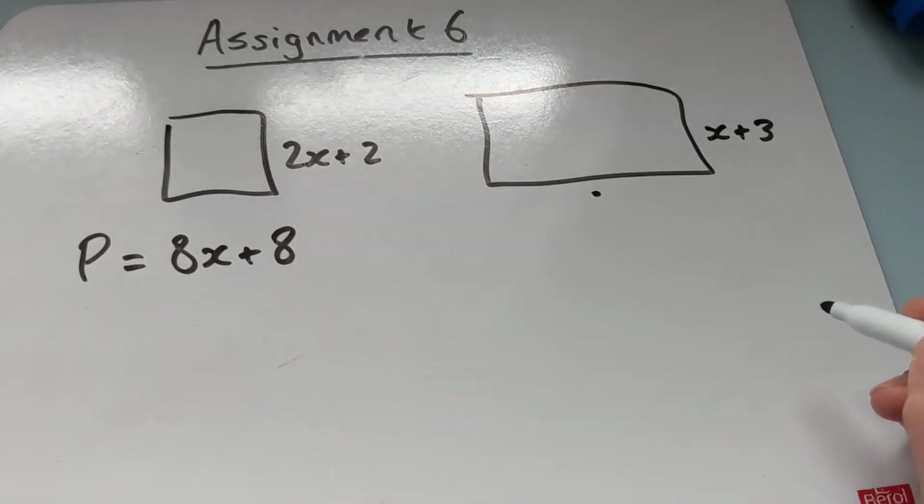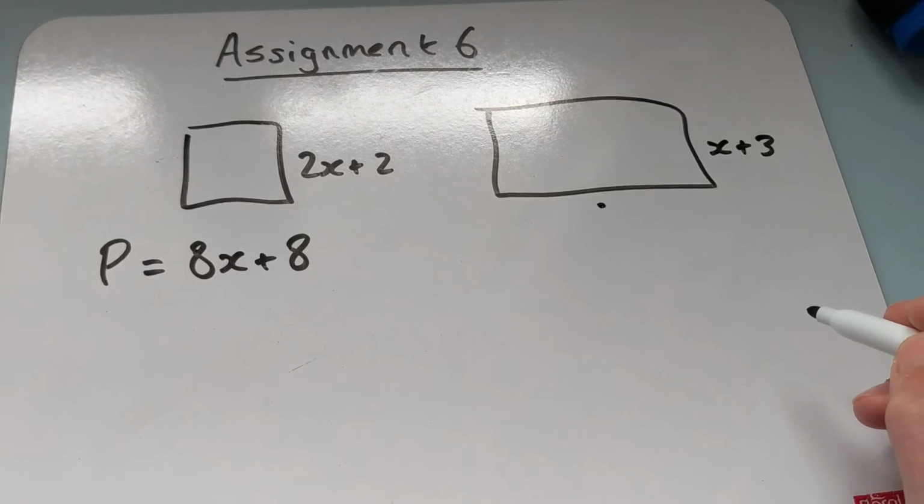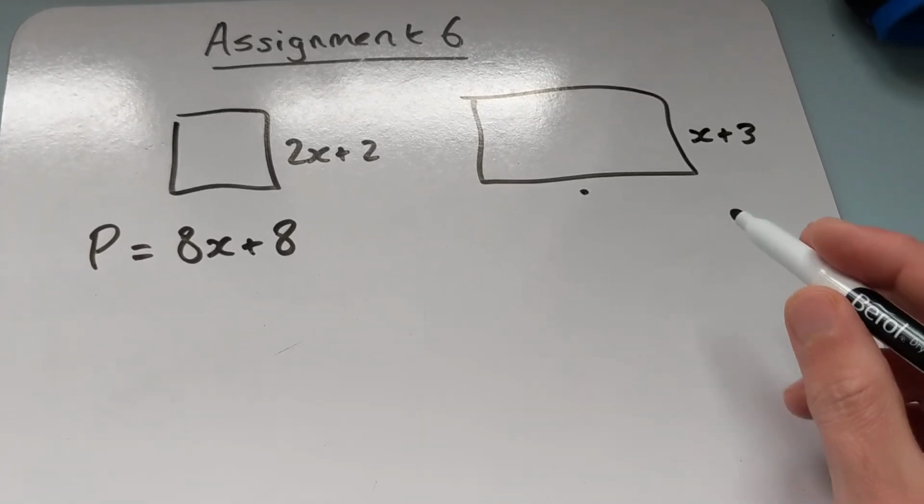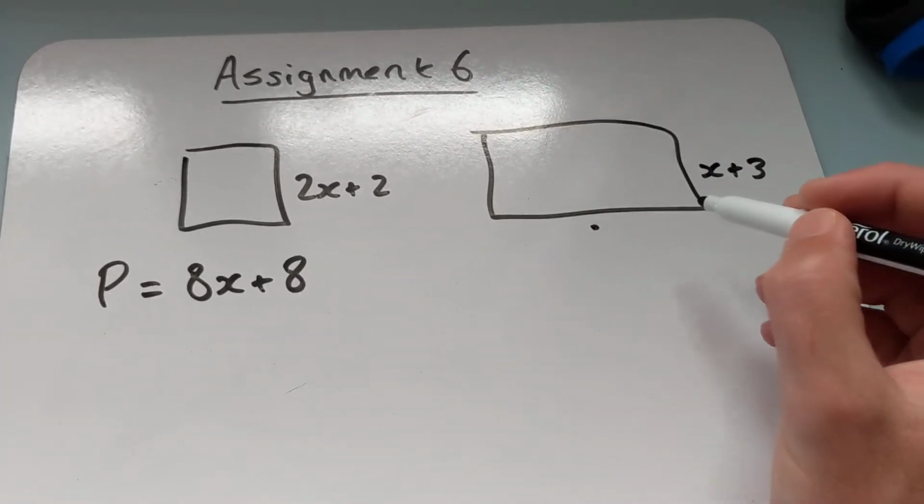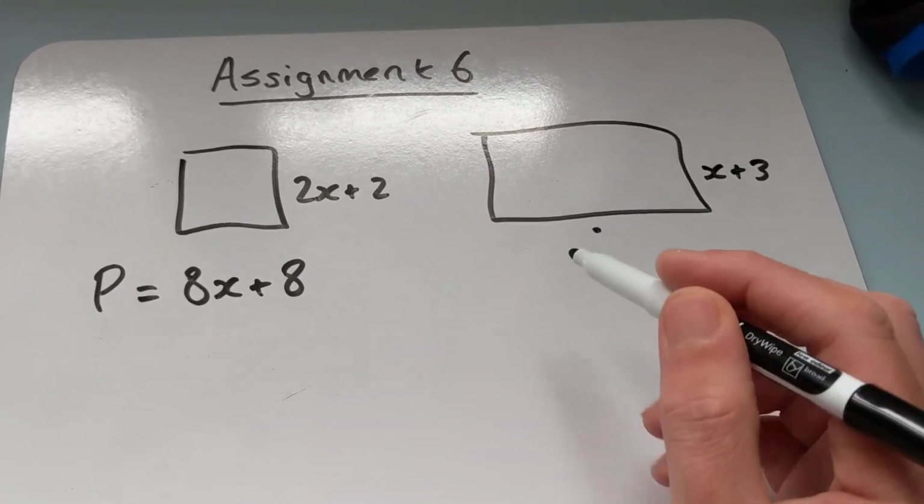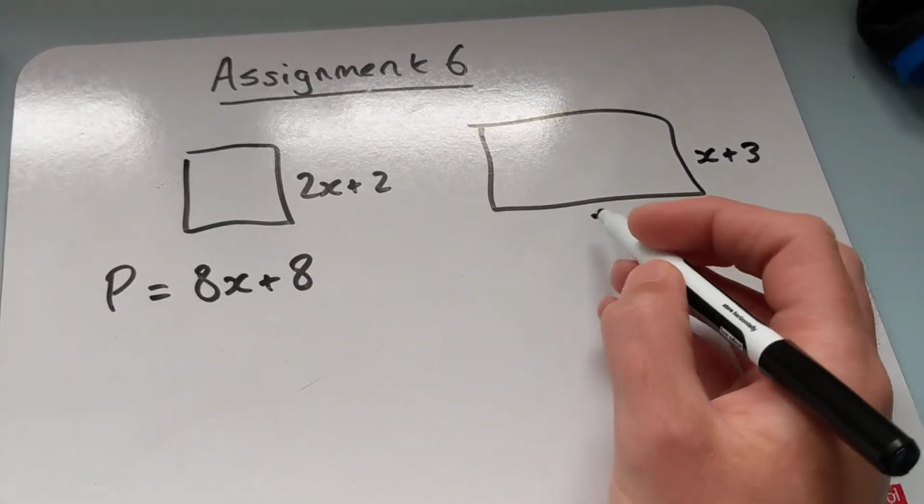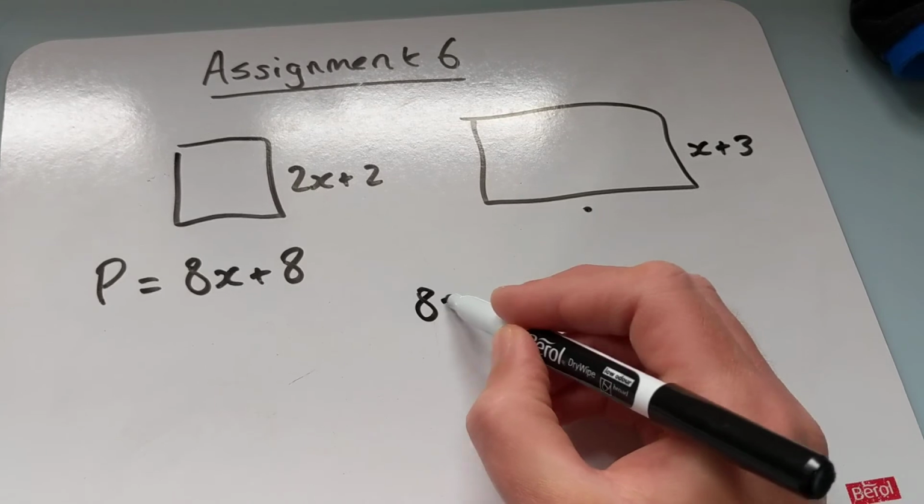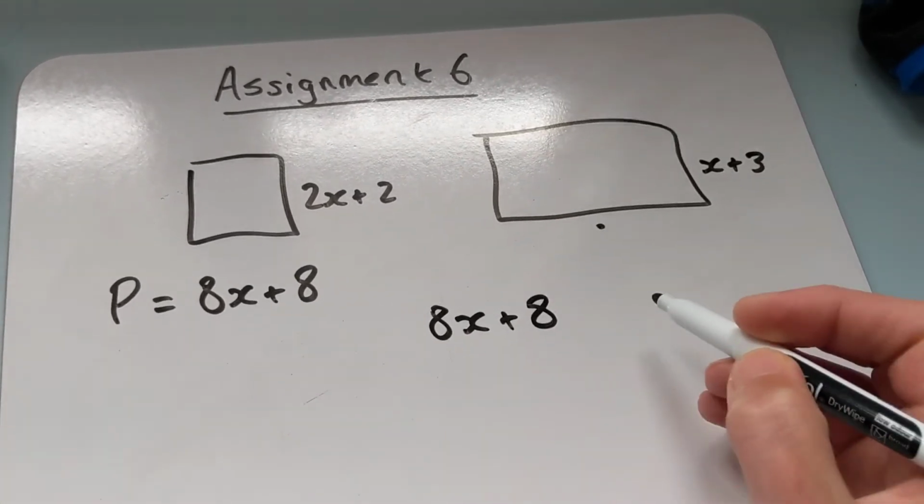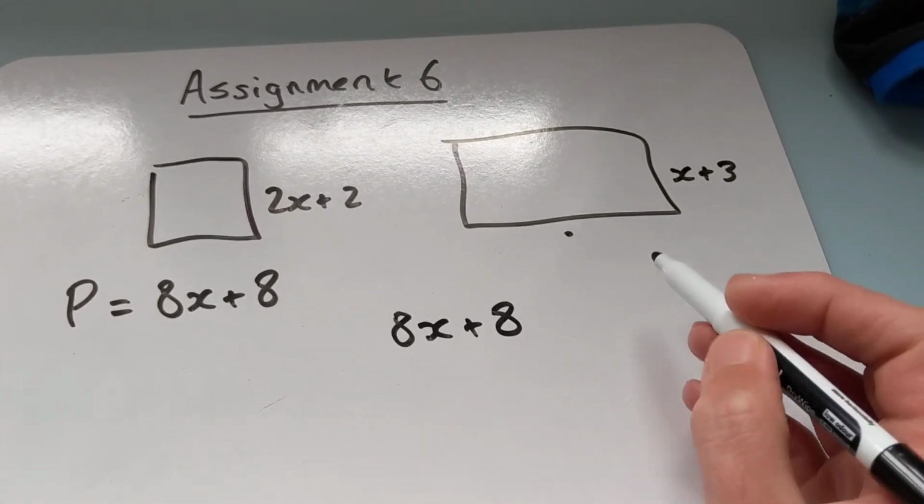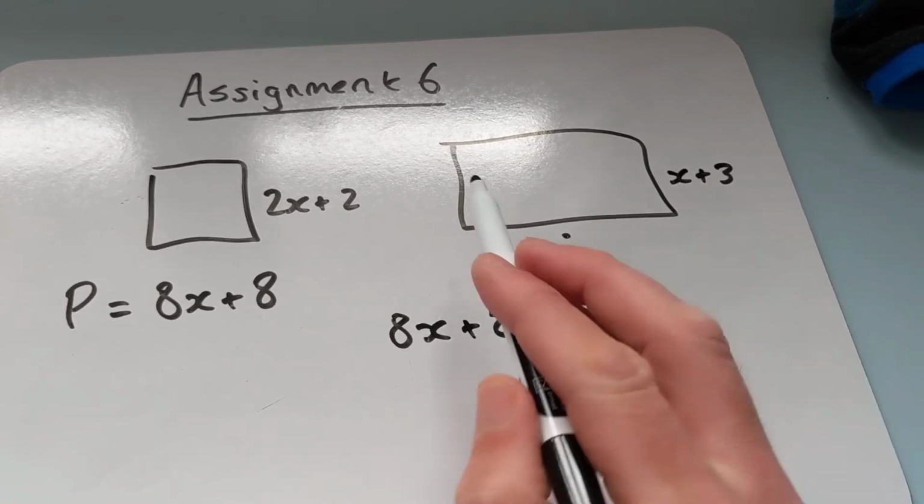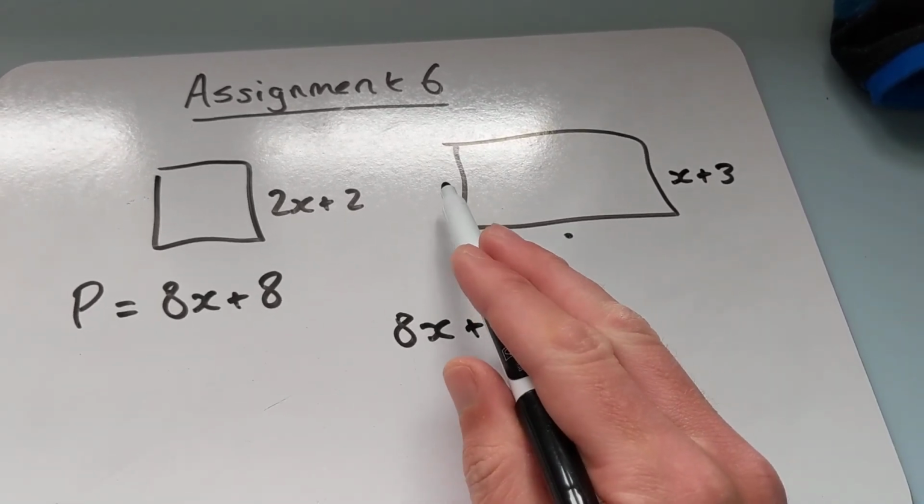Now what we need to work out is what is that side, what's the length in algebra. So what we know is that the whole way around this perimeter is 8x plus 8 because it's the same. So if we want to figure out what the length is, it would be 8x plus 8, take away what we know. We know that's x plus 3, so that must be x plus 3 as well.